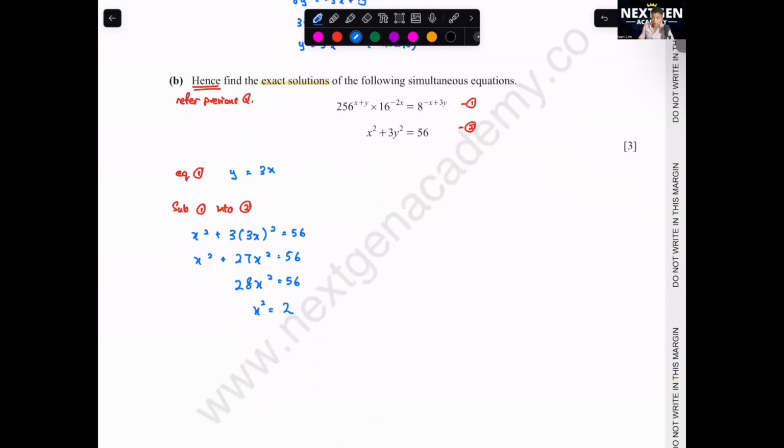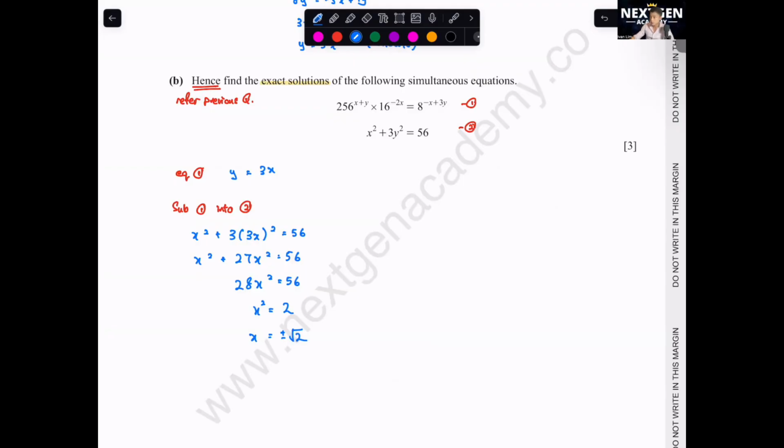Sorry, x squared equals 2. For x, don't make this silly mistake. X will be plus minus root 2. You'll get 2 answers over here. If you just write root 2, you lose a mark already. You need to put both plus and minus.